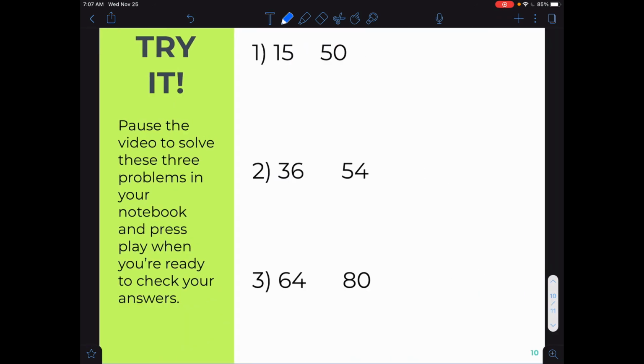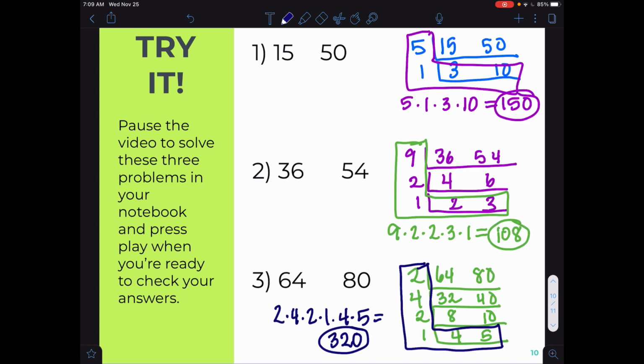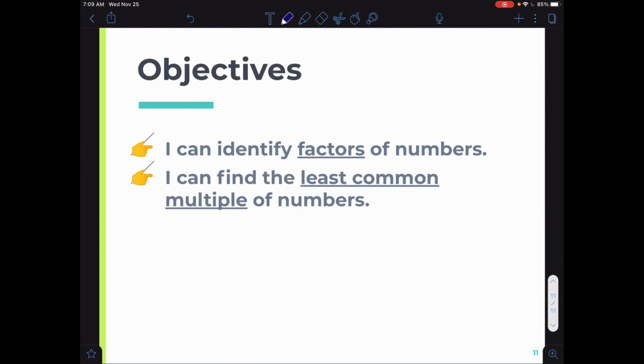Here are 3 problems for you to try in your notebook. Press pause while you're doing the work and press play when you're ready to check your answers. So today we learned how to use the ladder method to find least common multiples, which allowed us to identify factors and find the least common multiple.